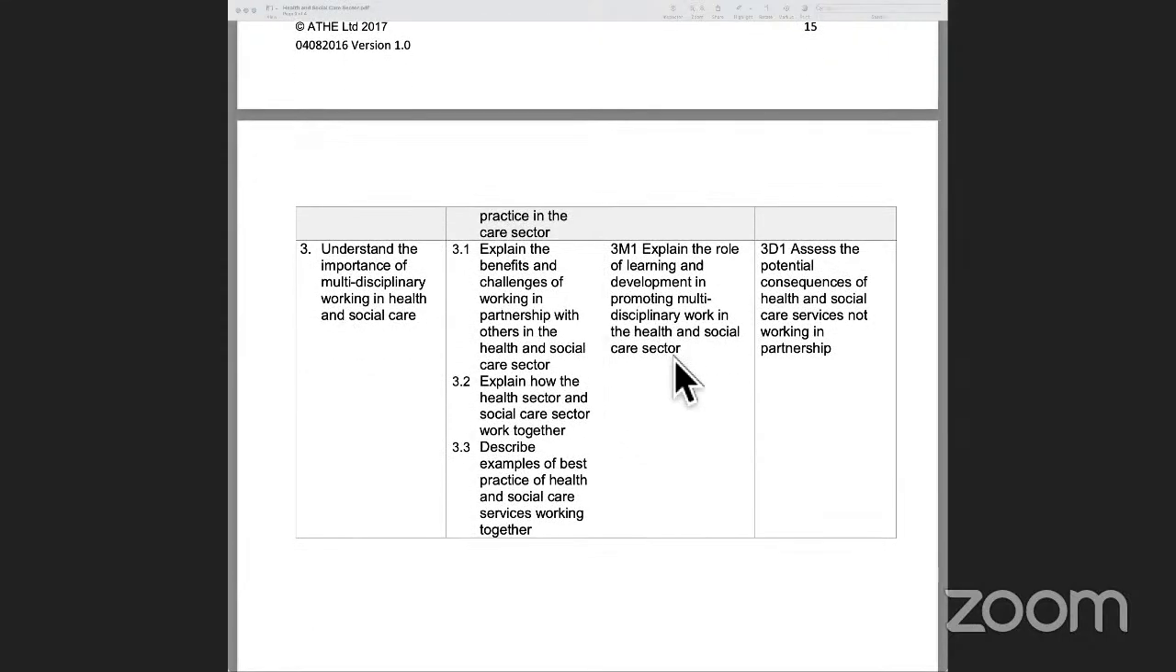Now, in learning outcome 3 today, this is a bit of a recap, but what we are looking at is understanding the importance of multidisciplinary working within this sector. As we all understand, health and social care is a very big department. There are lots of private players who also end up providing services to members of the public.